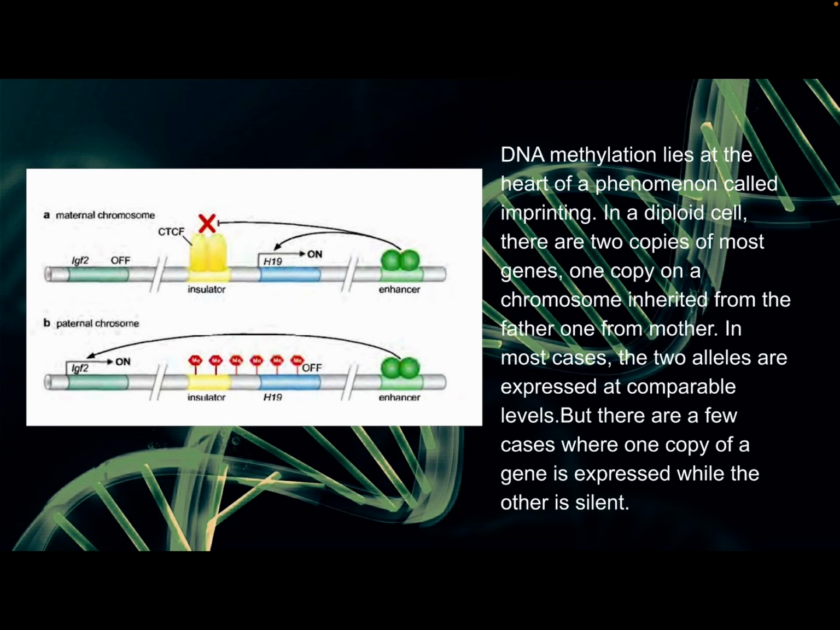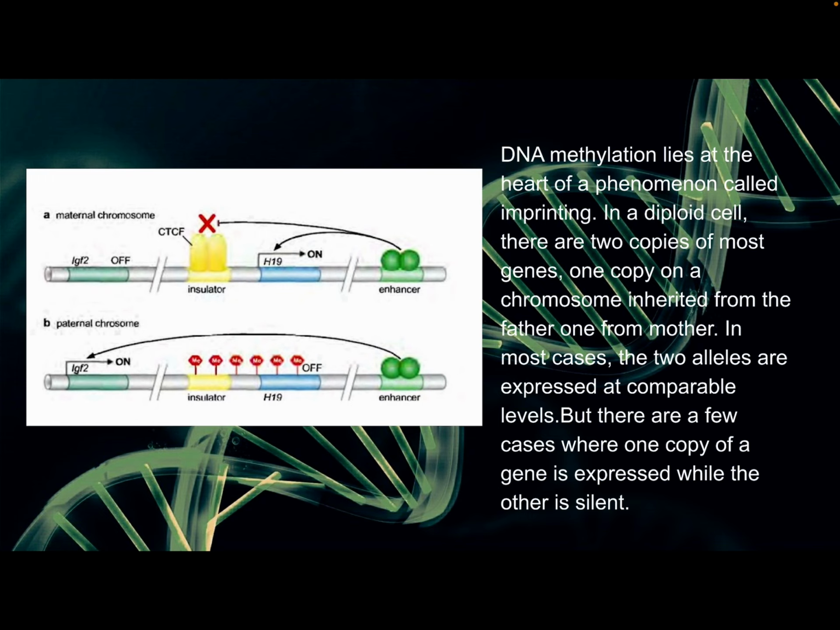DNA methylation lies at the heart of a phenomenon called imprinting. In a diploid cell, there are two copies of most genes. One copy on a chromosome inherited from mother and other inherited from father. In most of the cases, the two alleles are expressed at comparable levels. They carry the same regulatory sequences and are in the presence of same regulators. They are also located in an equivalent region of two very similar chromosomes, but there are a few cases where one copy of a gene is expressed while the other is silent.